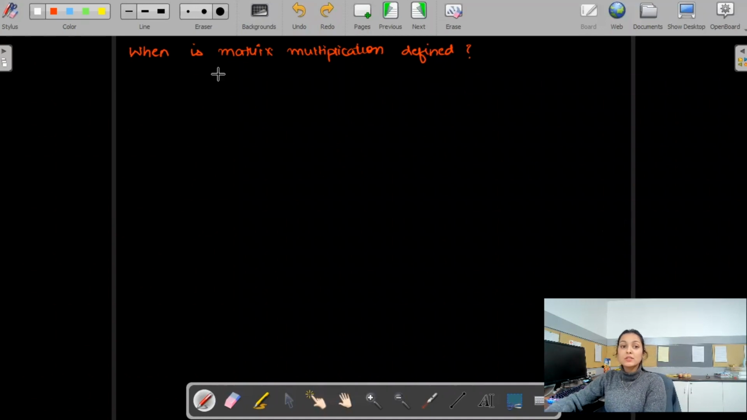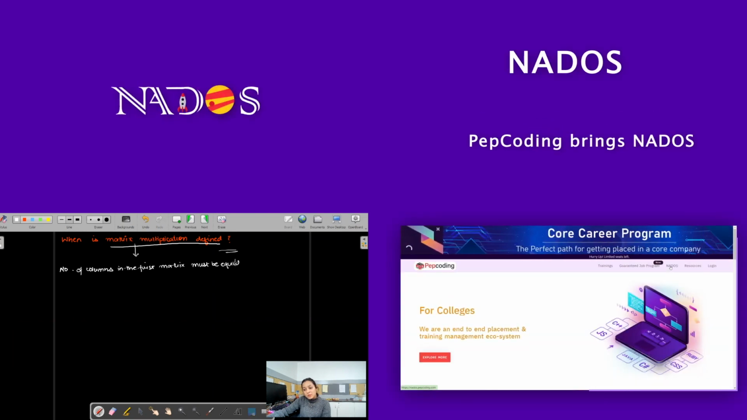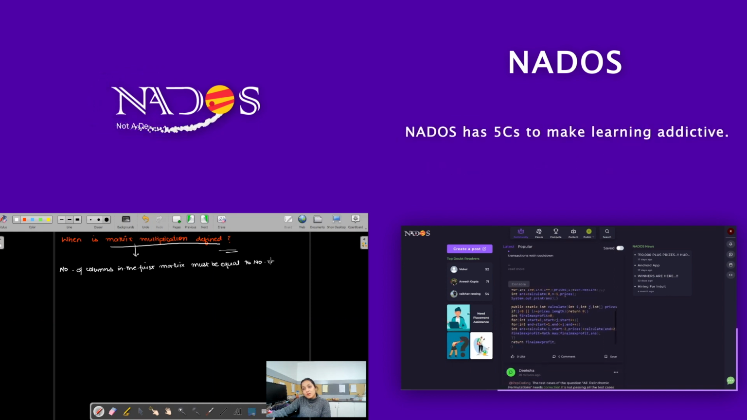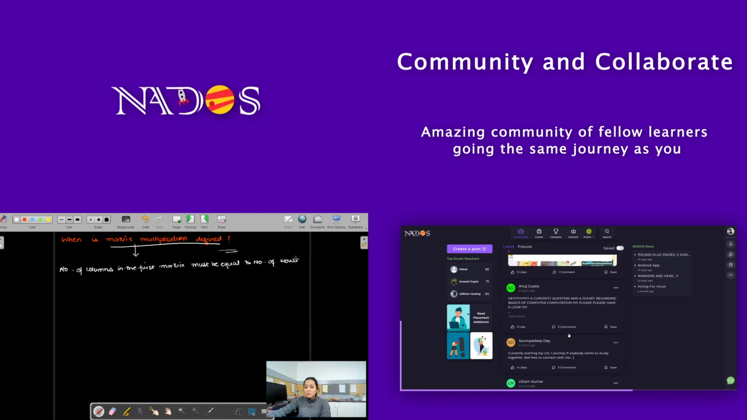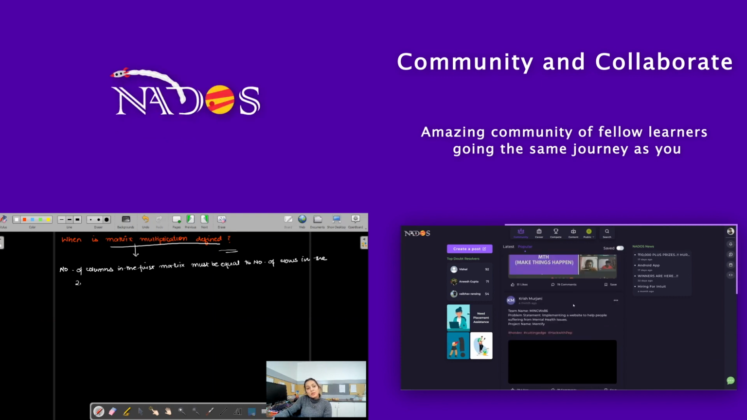So the question arises here is that when is matrix multiplication defined? हम matrix multiplication को कब define करते हैं? ठीक है. So basically we define matrix multiplication when the number of columns in the first matrix must be equal to the number of rows in the second matrix. Okay.